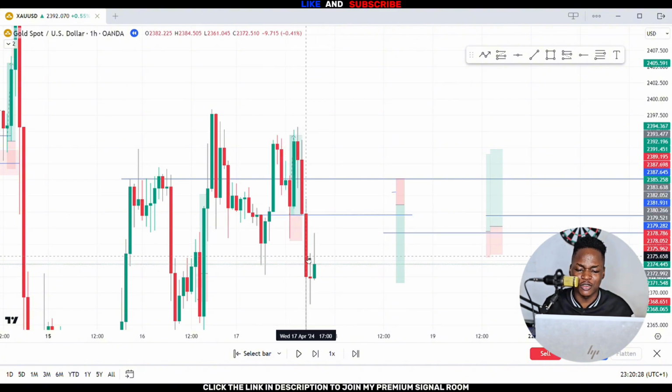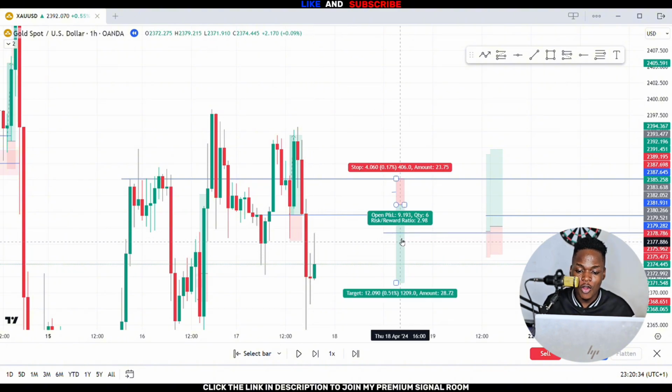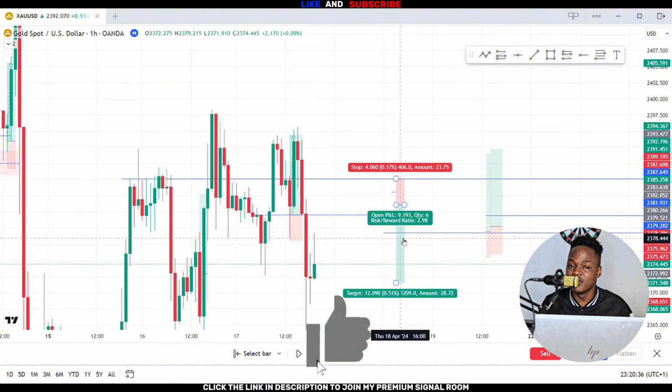Now, this is a change of character, right? Price is no longer pushing to the upside, it's now pushing to the downside. It has changed character. You can see that was why we took a sell for Thursday's trade. But then that's not the only reason why we took a sell. Just stick with me and you'll see why we took a sell right here.